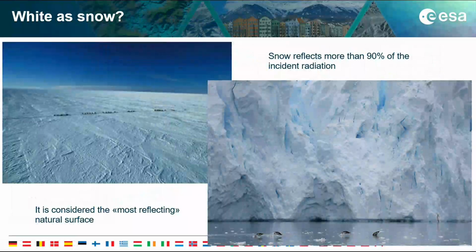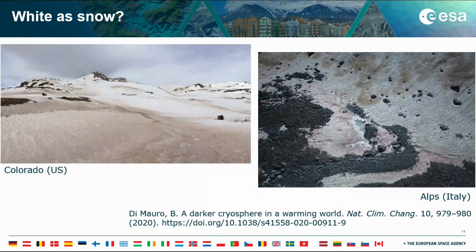So we have the common idea that snow is quite white and reflective. In fact, snow reflects more than 90% of the radiation back to the sky, and it is considered the most reflecting natural surface. Actually, I will try to convince you that snow is not as white as we can imagine, because snow can be polluted by different kinds of impurities.